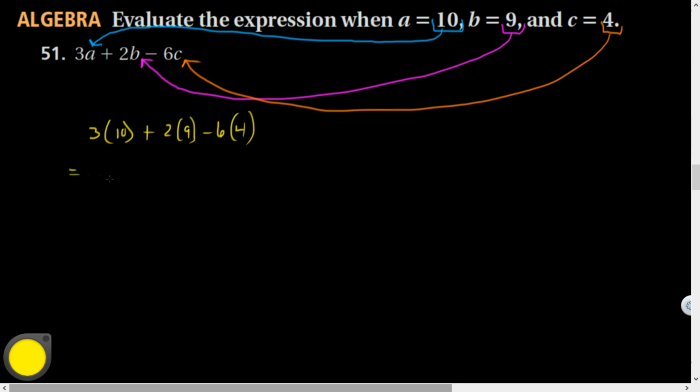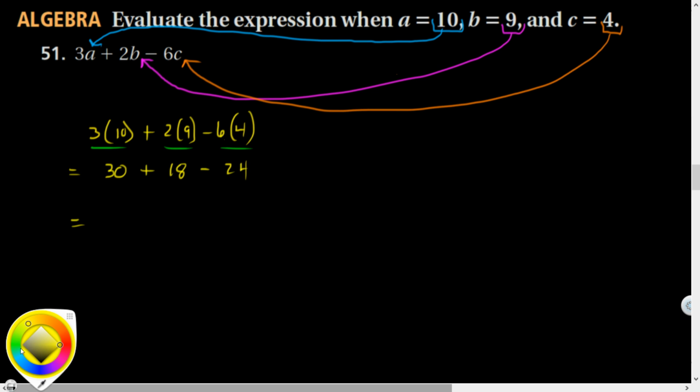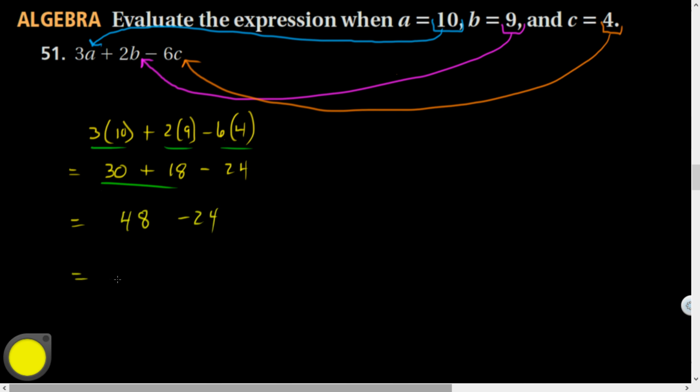Now, order of operations, I can technically do this multiplication, this multiplication, this multiplication simultaneously, because they're all separated by plus or minus signs. They're never going to affect one another until the plus or minus happens. 3 times 10 is 30. 2 times 9 is 18. Minus 6 times 4 is 24. Which operation do I do next? From left to right. So 30 plus 18 is 48, minus 24. That looks like exactly half of that. So 24.